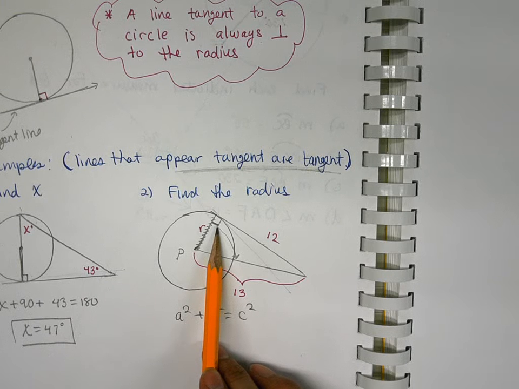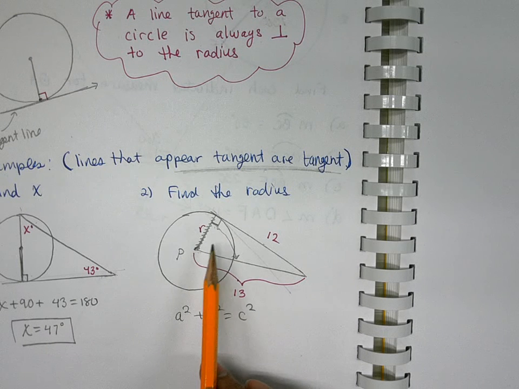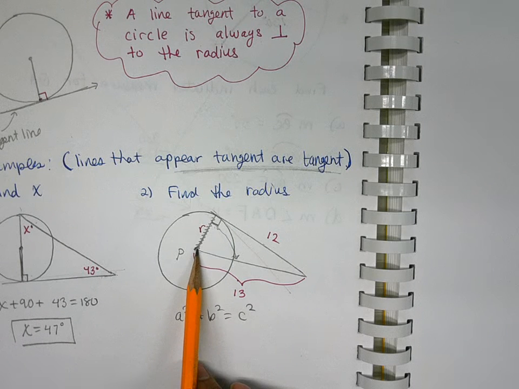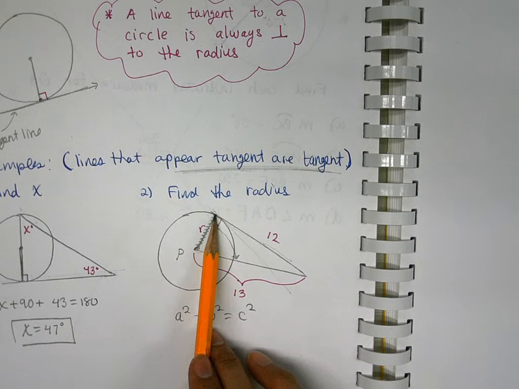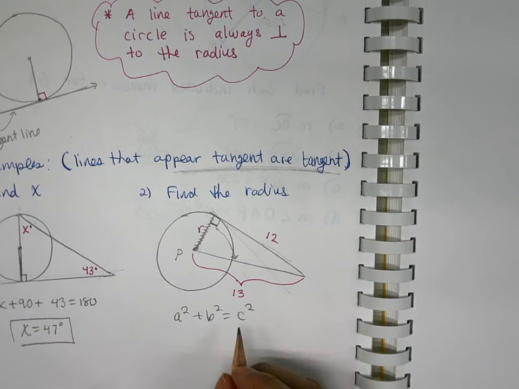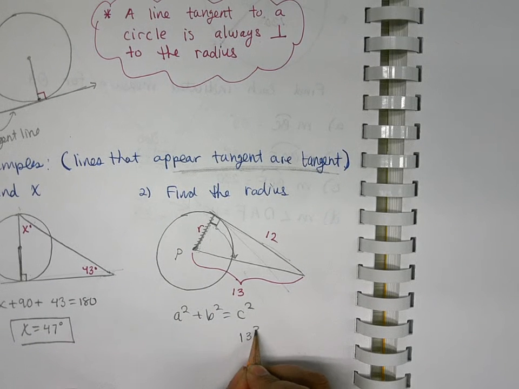This here is not a 90. That's the angle that's 90. How do you know that's the one that's 90 and not the one here at the center? Because it's the tangent line with the radius. Tangent line perpendicular to the radius. So that's the 90, which means 13 is the hypotenuse.